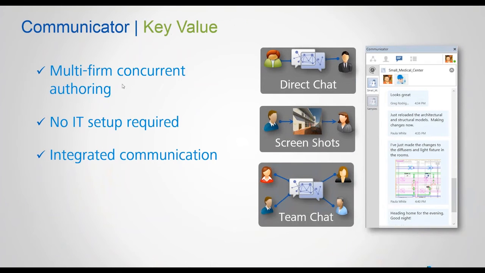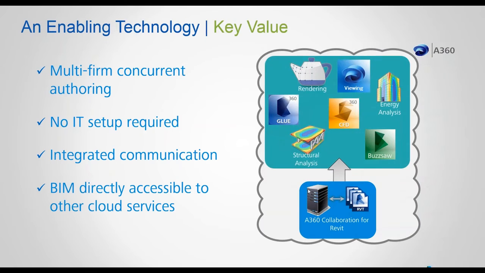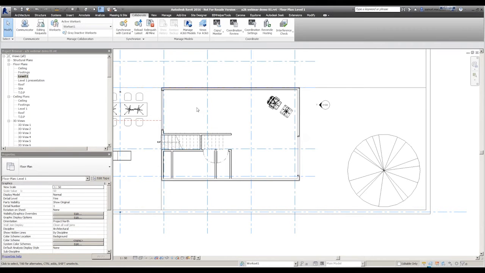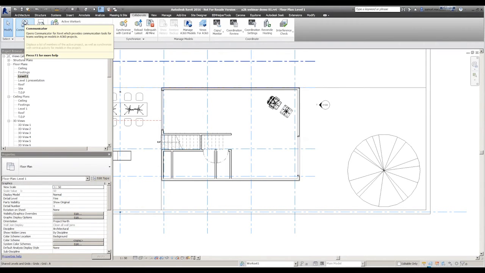The next one to touch on is Communicator. So some of you may be using Skype or Link Communicator or Messenger. With Collaboration for Revit, you're going to get this really handy Communicator tool to allow you to have direct chats with other team members, send screenshots, or even team chats. It's all real-time communication. So if I just go back to Revit now and just fire this up, you're going to see the Communicator tool.